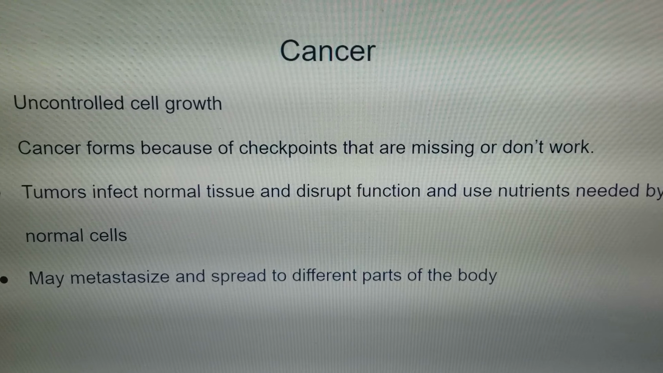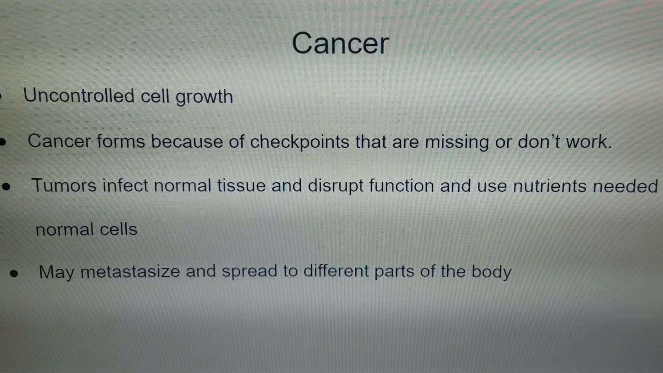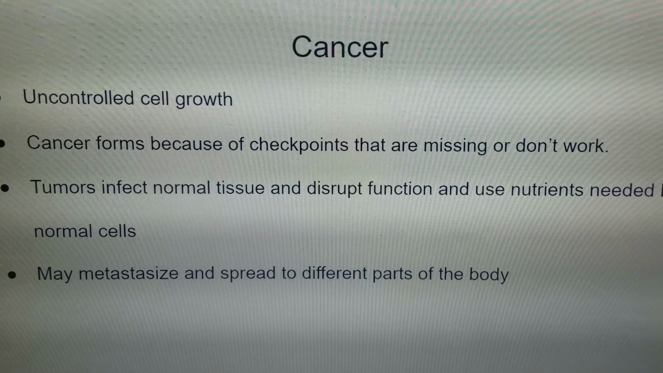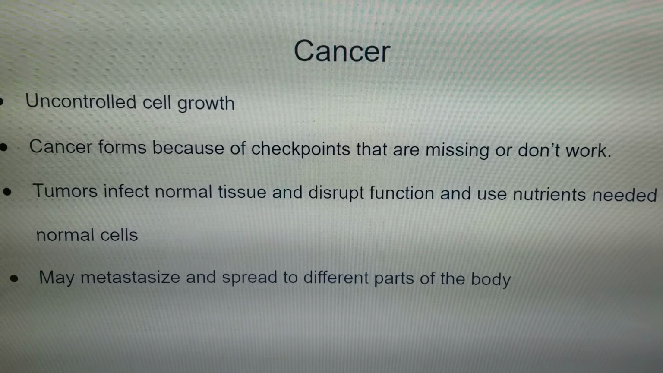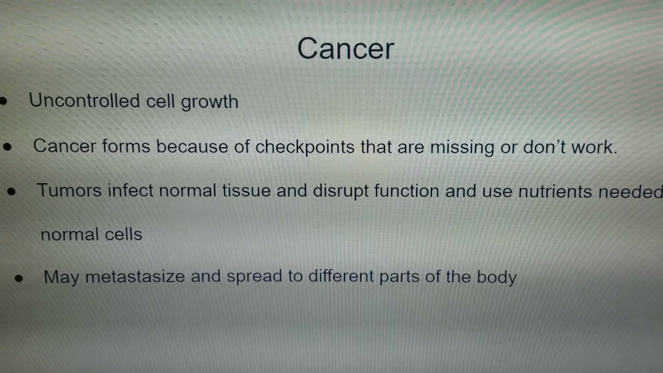Cancer cells may form massive tumors that can metastasize and spread to different parts of the body. When that occurs, you can get major tissue damage, and if there are enough tumors, they could kill the organism as a result.